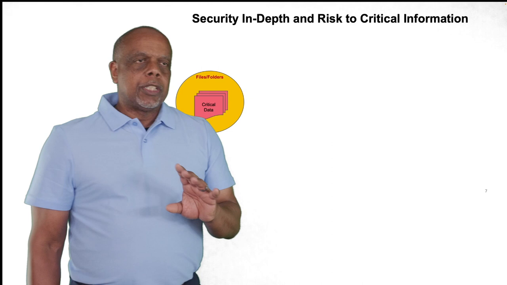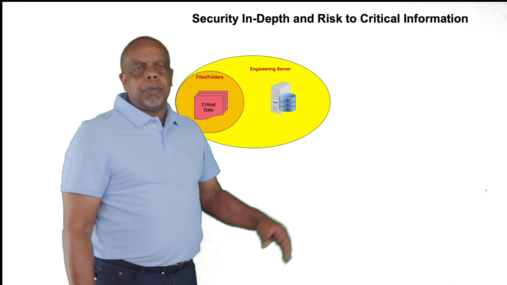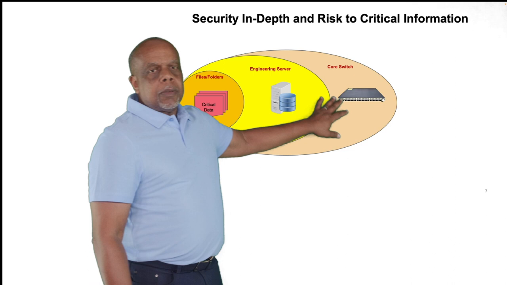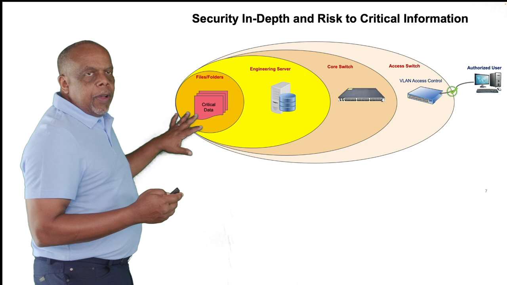So now that we know where our golden egg, the critical data, is, and that's usually sitting in a file or in a folder structure somewhere. Now that folder structure is typically tied to some type of server, some type of file server. Then the next layer back from that is our network infrastructure, so we can start tying these things together. Some type of core switch, or some type of access switch that connects to a user's computer, a user asset. So now this is just a very simple diagram of how, if we think about these layers, we can start building security in depth.